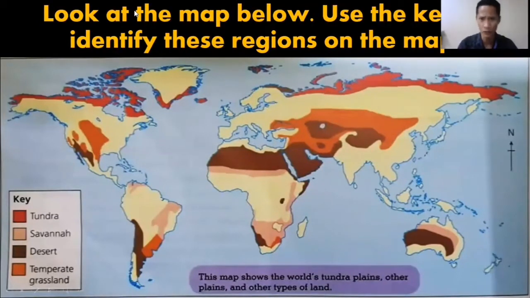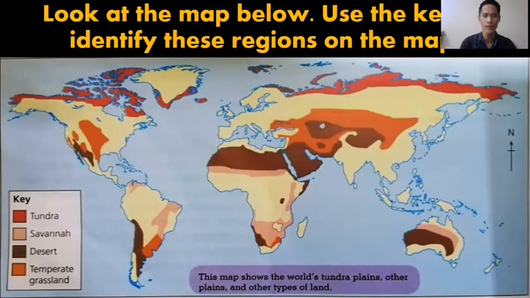Look at the map below. Use the key to identify these regions on the map. This color is for tundra, and this color is for savanna, and this color is for desert, and this color is temperate grassland.